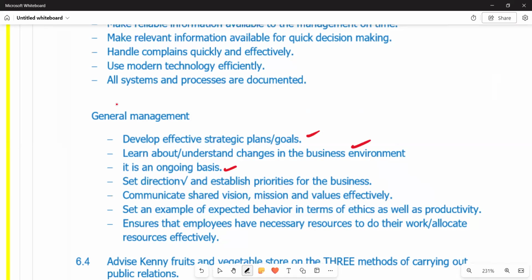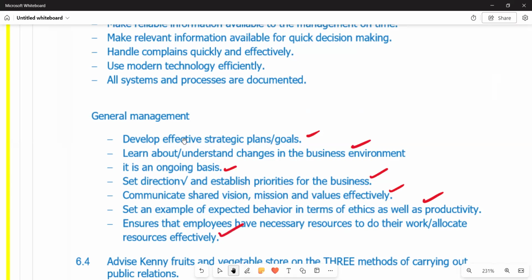On the next point, we've got set direction and establish priorities for the business. It should be able to do that. It should also be able to communicate shared vision, mission, and values effectively. It should also be able to set an example of expected behavior in terms of ethics as well as productivity. Then lastly, ensure that employees have necessary resources to do their work, or allocate resources effectively.